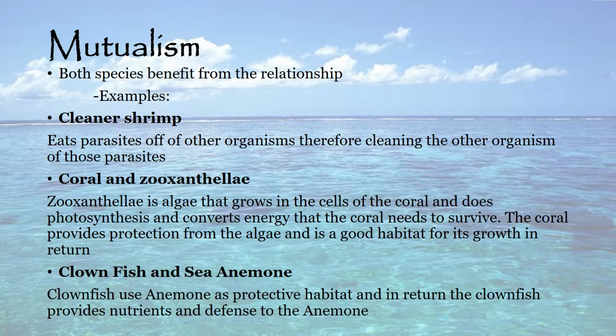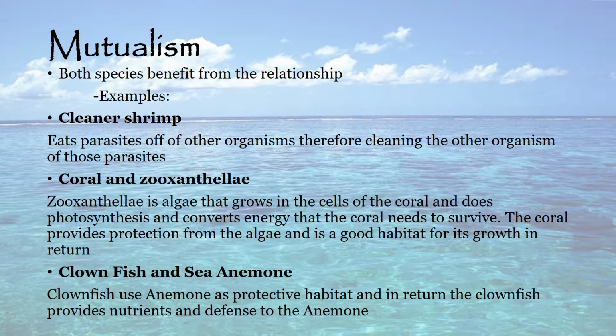So mutualism. Mutualism is when both species benefit from the relationship. Some examples are cleaner shrimp. Everybody's probably seen the cleaner shrimp, at least in pictures before. The cleaner shrimp will eat parasites off of organisms. And I'm sure you've probably seen a picture or Blue Planet or something where the fish is opening up his mouth for the cleaner shrimp to come and clean off the parasites from his mouth.